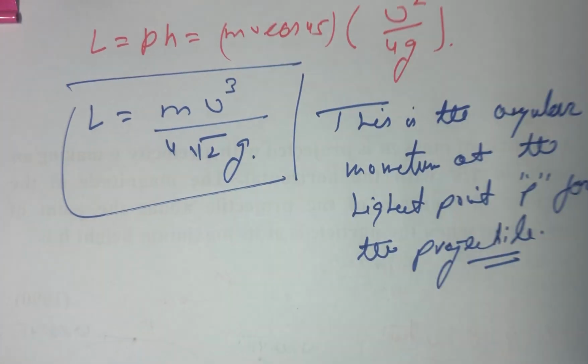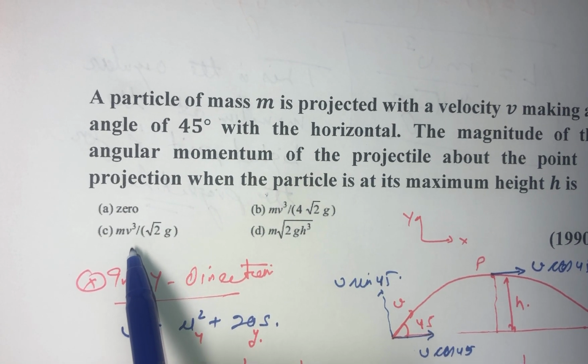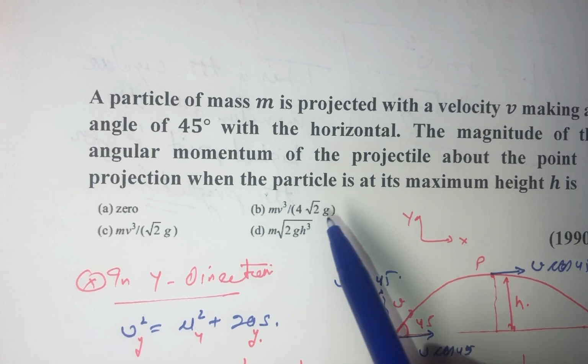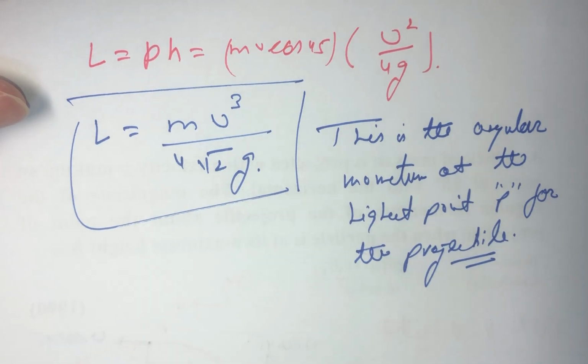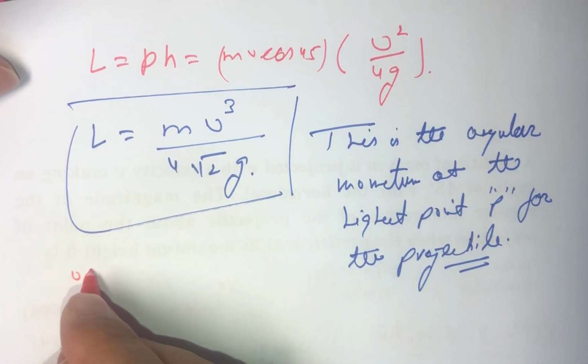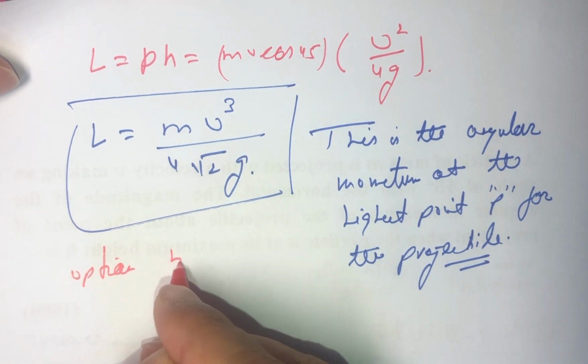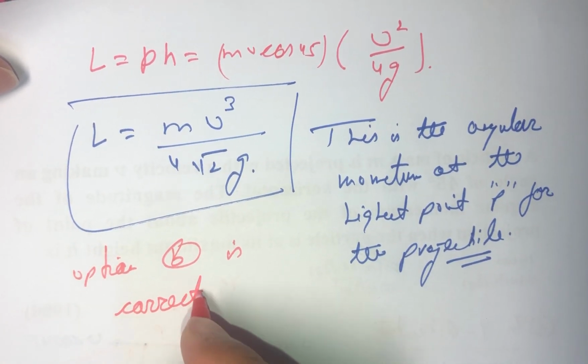So if we check the option mv cube upon 4 root 2 g, we have mv cube over 4 root 2 g. So option number B is the correct option. You can say option B is correct.